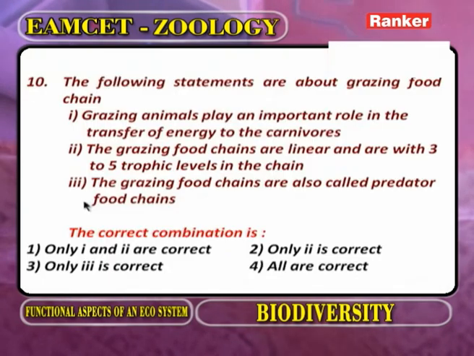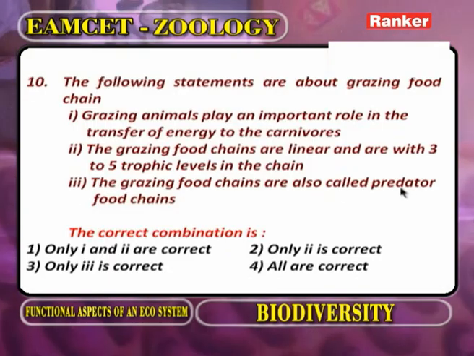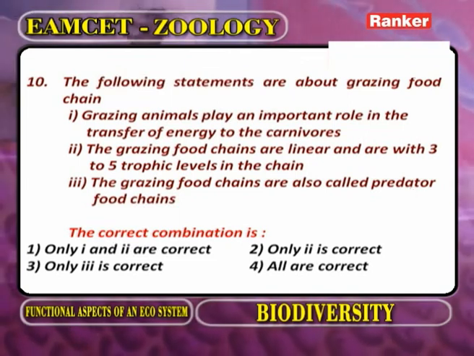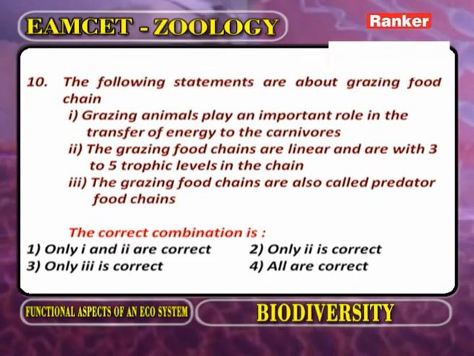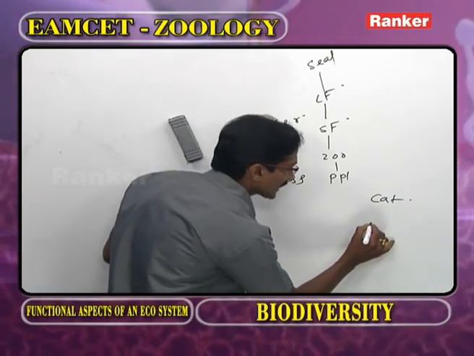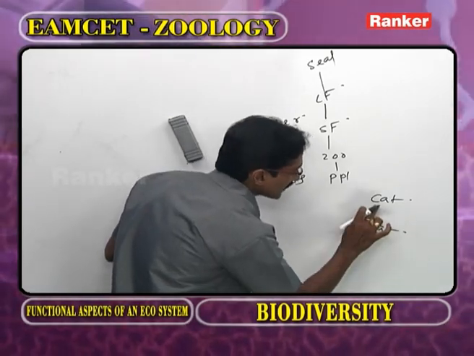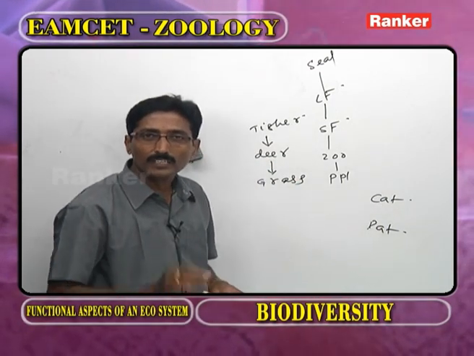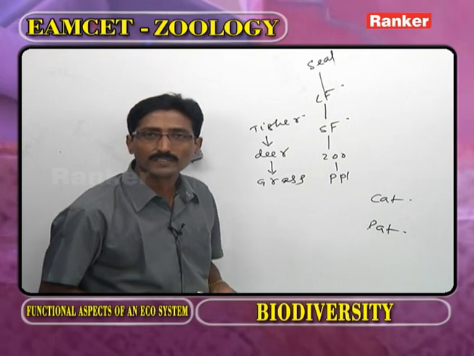Third, the grazing food chains are also called predator food chains. How? We know very well what a predator is. One example of a predator is the cat. Now here, what is the prey? The rat. This is predator and prey. The predator kills the prey at once.